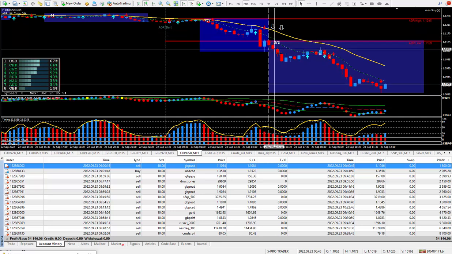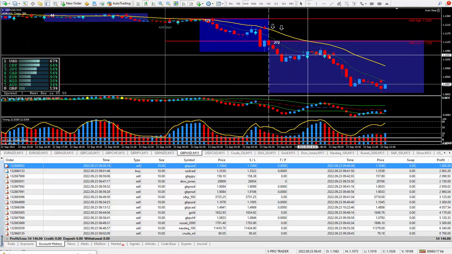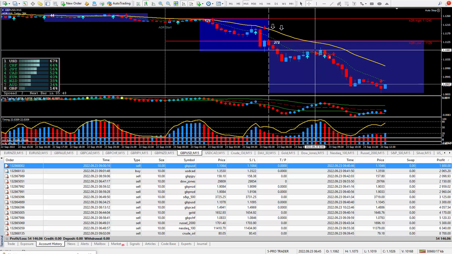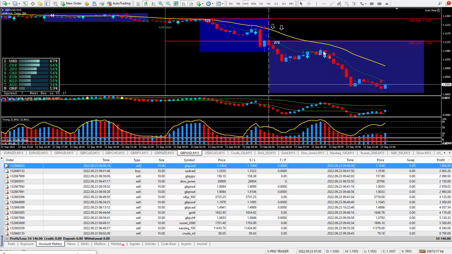Now, I didn't catch this move, so I must wait until it comes back within the moving averages or as close to the goal line as possible. Remember, the magic word is pullback. So we're waiting for the pullback. And then once it hits close enough to the goal line, if you are an aggressive trader, this is where you're going to pull the trigger.